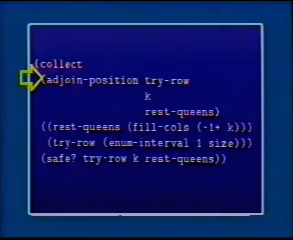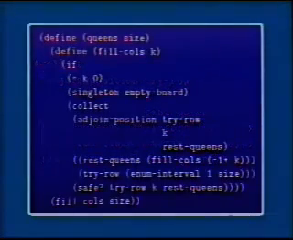I adjoin a position. This is George's problem. Adjoin position is like safe. It's a thing that takes a row and a column and a rest of the positions and makes a new position collection. So I adjoin a position of a new row and a new column to the rest of the queens, where the rest of the queens runs through all possible ways of solving the problem in k minus 1 columns, and the new row runs through all possible rows, such that it was safe to put one there. Right? And that's the whole program. There's the whole procedure.